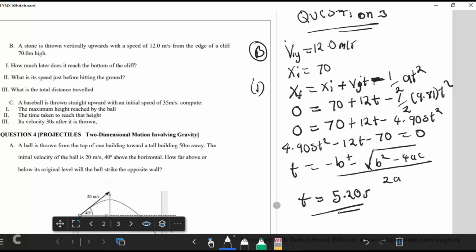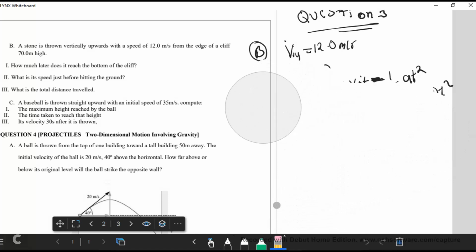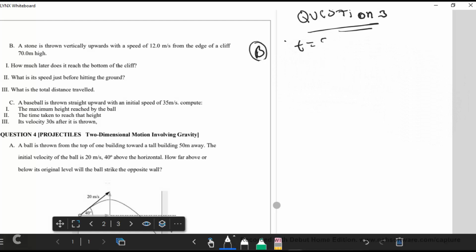Now they're asking what is the velocity just before hitting the ground. So now they're looking for the velocity just before hitting the ground. Remember, what is the time that you found? We found that the time is equal to 5.20 seconds. So just use the same formula, v here, then 12 minus 5.20 here.